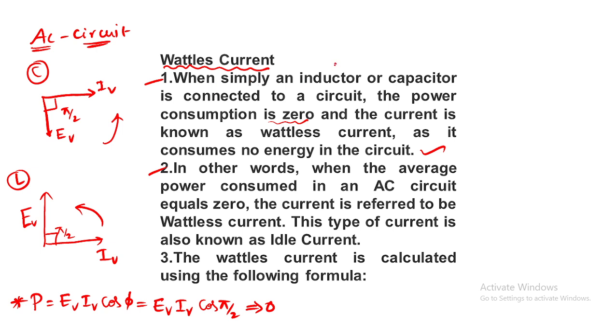So when simply an inductor or capacitor is connected in an AC circuit, yes or no? Next, when the average power consumed in an AC circuit is equal to zero, then we can also call it an idle current or a wattless current. Please note down these two points and draw these figures also.